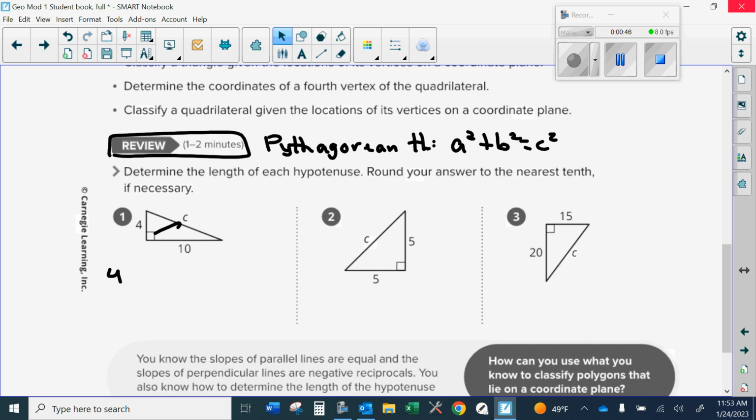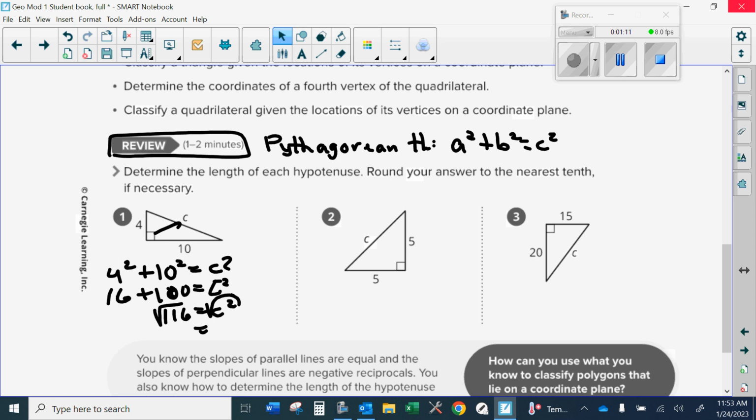So here we have 4 squared plus 10 squared equals c squared. 16 plus 100 equals c squared. By the way, you should pause the video and work these three out on your own and then hit play and see if you got them right. So I have 116 equals c squared. Take the square root. That's how you go from c squared down to c. Just take the square root.